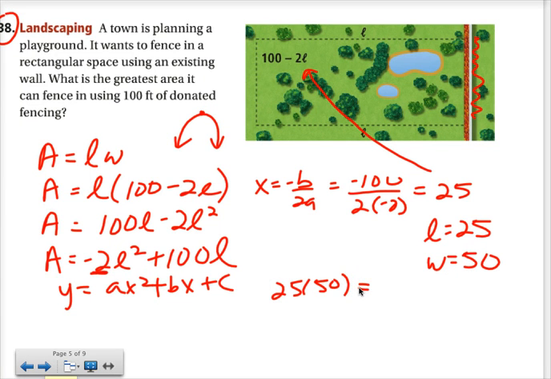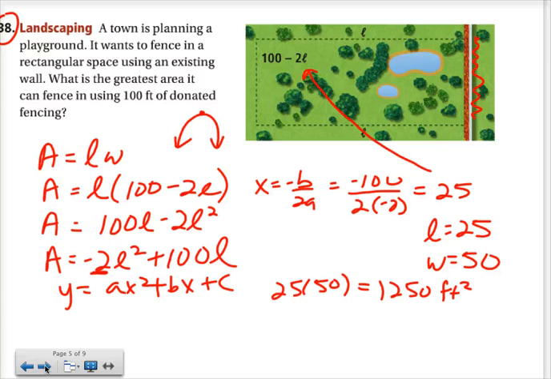And that will come out to be 1,250 square feet. You're going to notice in this example, it did not produce a square for us, and that's because we had an existing fence over there. This is not the same as the problems we were working on the other day.